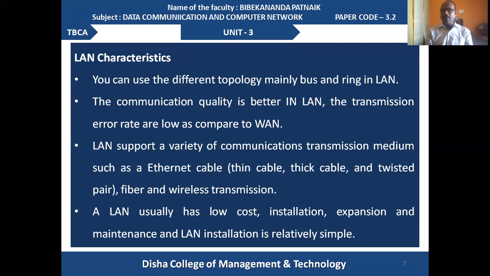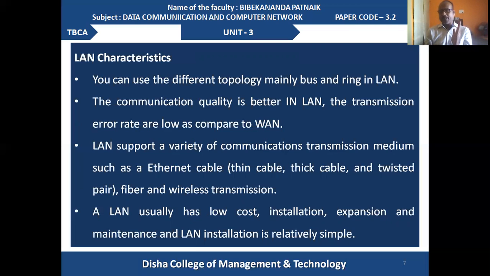The communication quality is better in LAN. The transmission error rate is low as compared to WAN. So wide area network से इसका जो communication quality better होता है, और जो error rate होता है, जैसे कि हम लोग communicate जब करते हैं एक file को या कोई भी informations को एक point से दूसरे point में, वहां पे हम लोग का सबसे important concept या important element होता है, that is called error rate. So यहाँ पे error rate हमेशा reduce होता है as compared to the higher network, that is the wide area network.